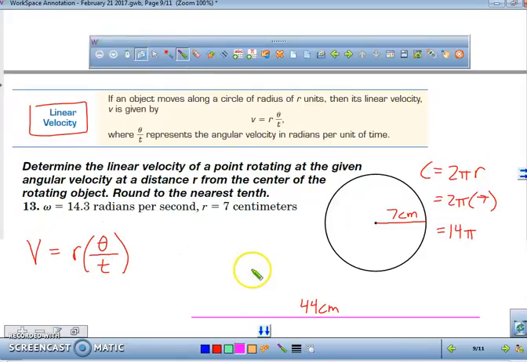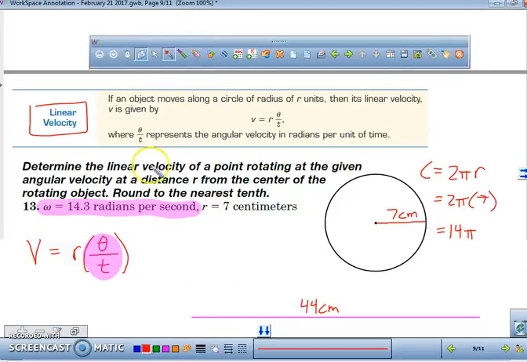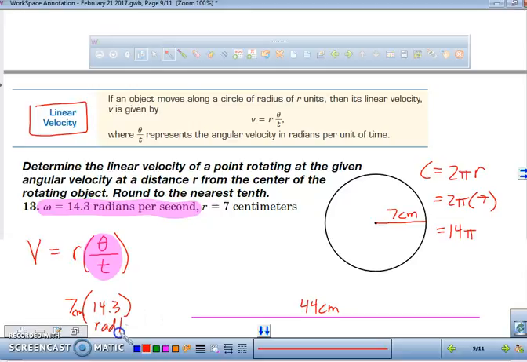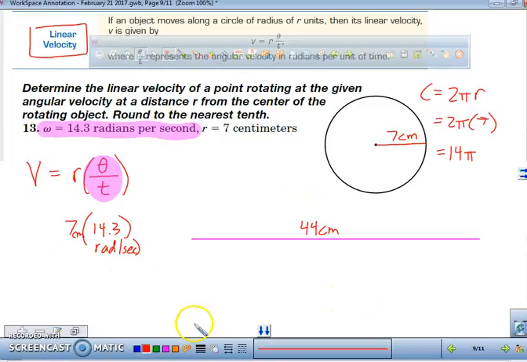Well, fortunately for you guys, it's pretty easy. Look at this. What do they give you? They give you W. What is W equal to? W is equal to this guy right here. So all you have to do is take 7 and multiply it by what? 14.3. So you have 7 centimeters multiplied by the 14.3 radians per second. And what's 7 times 14.3? 100.1. So basically, your answer is this travels at 100.1 centimeters per second.